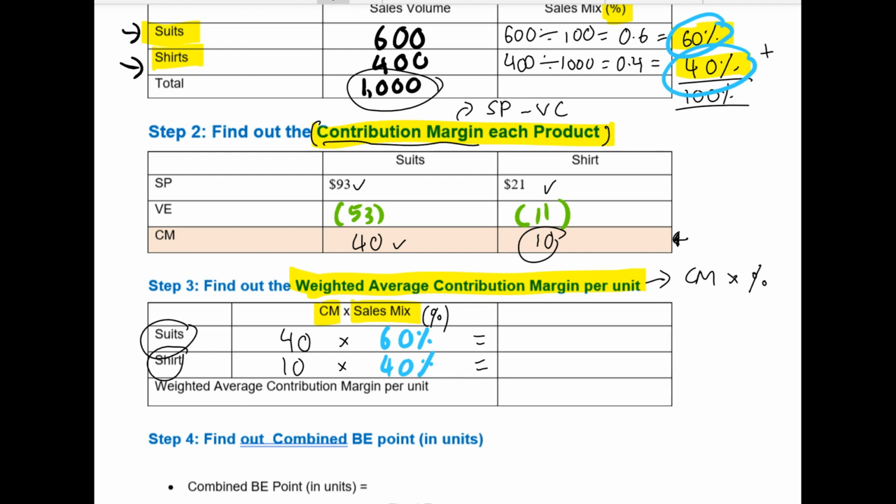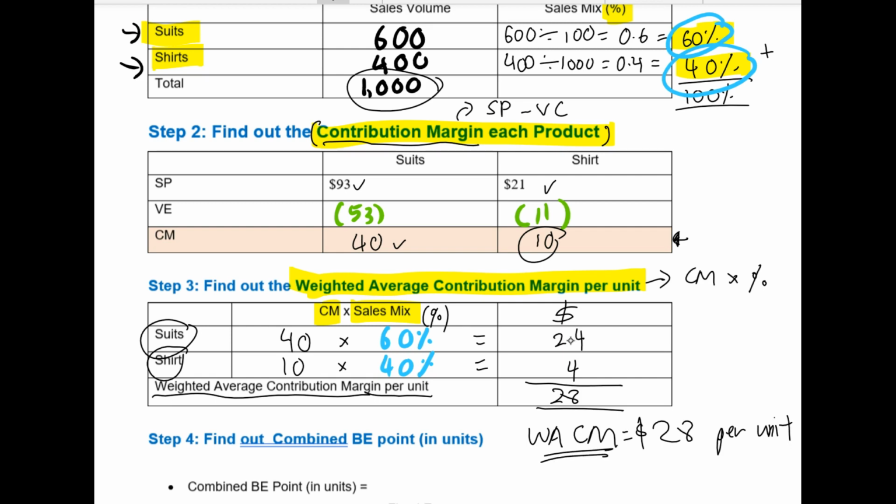So 40 times 60%, you will get 24. And 10 times 40%, you will get $4. So for your total weighted average contribution margin, you have to add these two up. So 24 plus 4, you will get 28. So your WACM, which is the weighted average contribution margin per unit, equals $28 per unit.